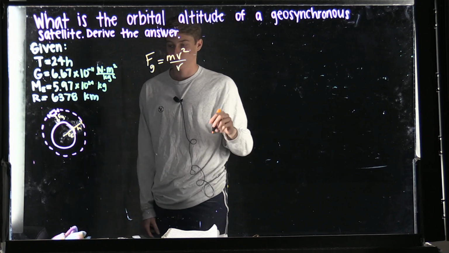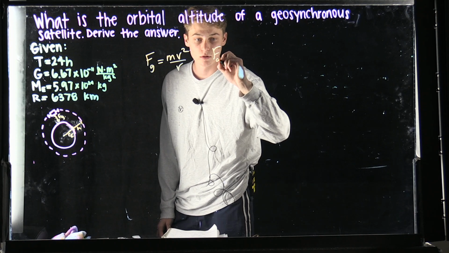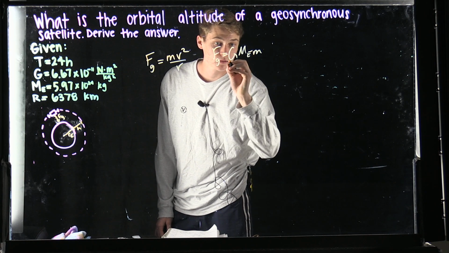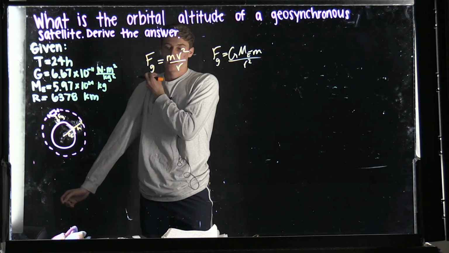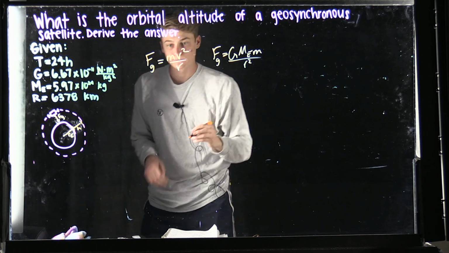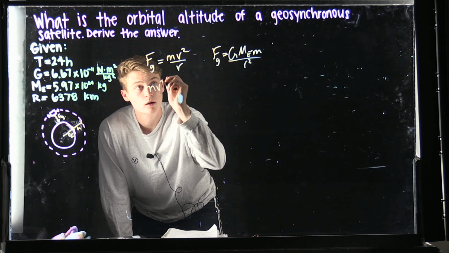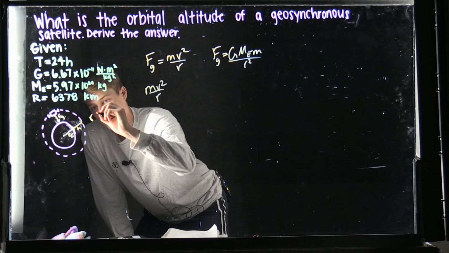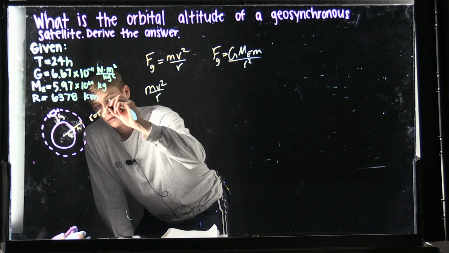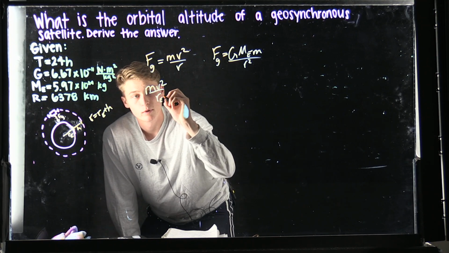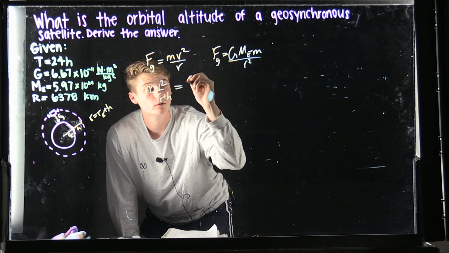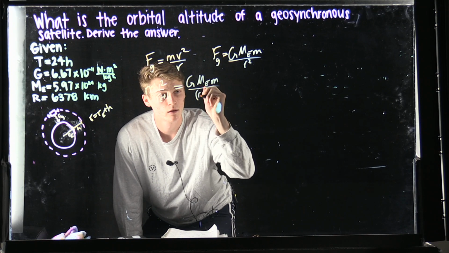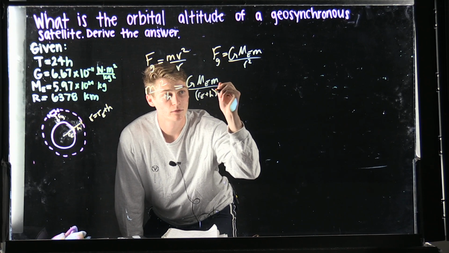And then we can also use the universal gravitational equation of big G, mass of the Earth, times mass of the satellite over r squared. And then, since these are both equal to the force of gravity, we can set them equal to each other, mv squared over r. And let's clarify now that our total radius of the satellite is the radius of the Earth plus the altitude. So this would be radius of the Earth plus h, and now it's equal to big G, mass of the Earth, mass of the satellite over radius of the Earth plus the altitude squared.